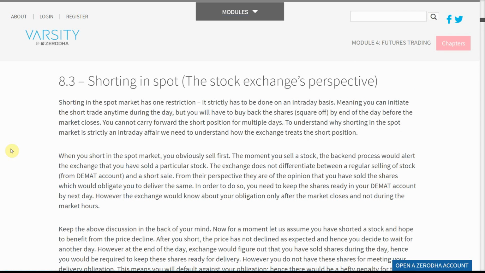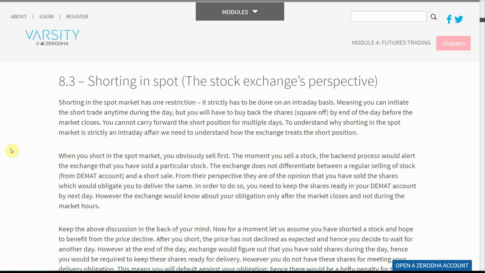8.3 Shorting in spot, the stock exchange's perspective. Shorting in the spot market has one restriction: it strictly has to be done on an intraday basis. Meaning you can initiate the short trade anytime during the day, but you will have to buy back the shares, square off, by end of the day before the market closes. You cannot carry forward the short position for multiple days.